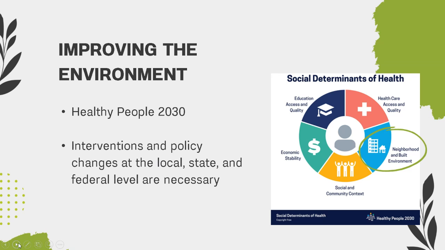Released by the United States Department of Health and Human Services every decade since 1980 is something called Healthy People. It identifies science-based objectives with targets to monitor progress and focus action on improving human health. One of the priority areas of Healthy People 2030 is neighborhoods and the built environment.